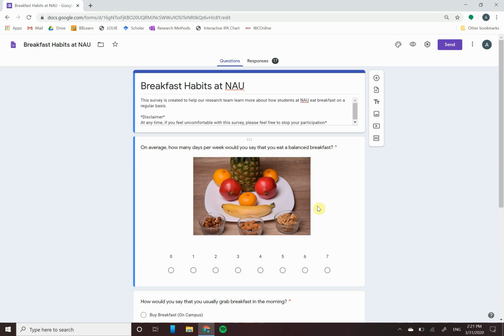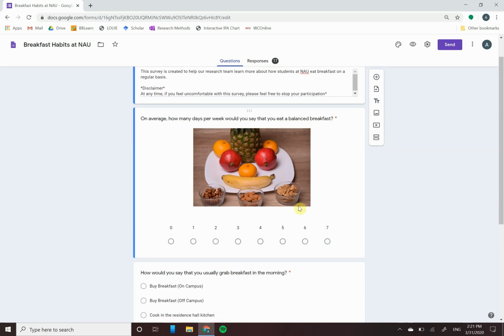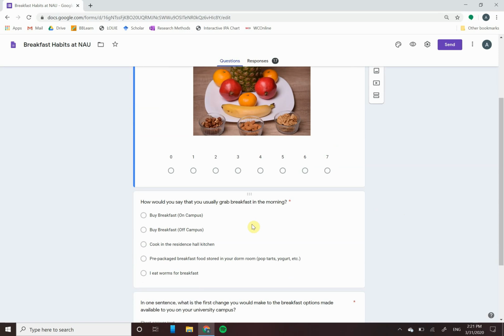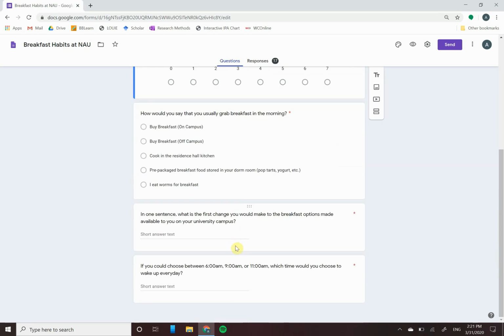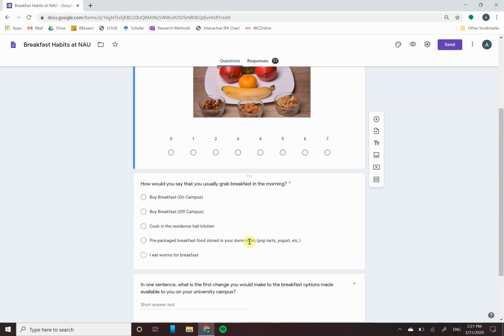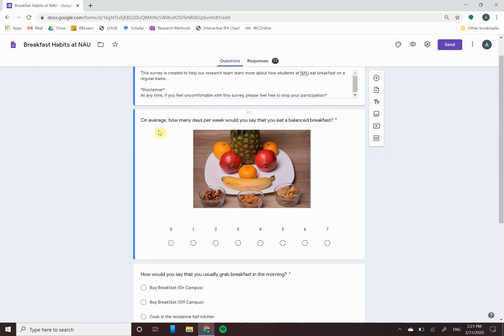So on to the questions. The survey that we're looking at here has four questions. This is a linear scale question, a multiple choice question, and then two short answer questions. With this first question, I asked, on average, how many days per week would you say that you eat a balanced breakfast? So I have 0, 1, 2, 3, 4, 5, 6, and 7 as the potential options.